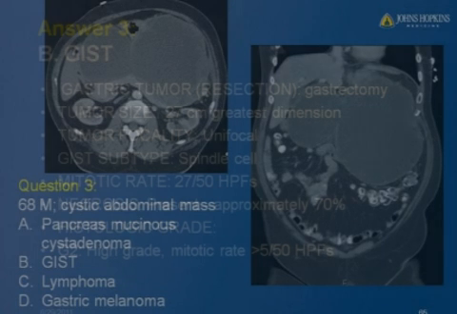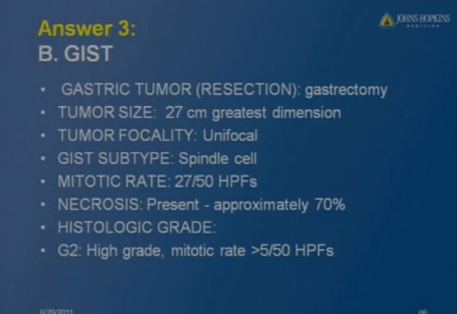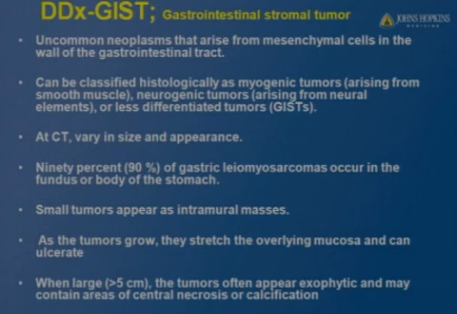When we see a very large mass in the abdomen, the first thought, especially if it's a cystic heterogeneous mass, is GIST. This tumor was a 27 centimeter tumor, unifocal, with a high mitotic rate above 5 per 50 high power fields. Gastrointestinal stromal tumors are uncommon neoplasms that arise from the mesenchymal cells in the wall of the gastrointestinal tract. They can be classified histologically as myogenic tumors arising from smooth muscle, neurogenic tumors if they arise from neural elements, or less differentiated tumors.